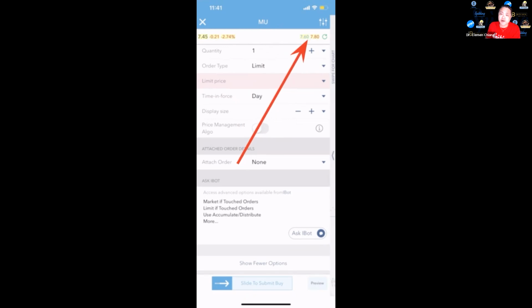So you don't have to worry about implied volatility, your Greeks and all that nonsense, right? I will just place 760. Because why? 780 is the ask, 760 is the bid. I always look opposite. Remember? So type in 760.